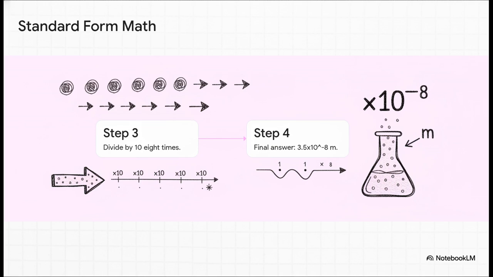Finally, step 4. Substitute that power of 10 value back into your equation. Your final, beautifully calculated answer is 3.5 times 10 to the power of -8 meters.